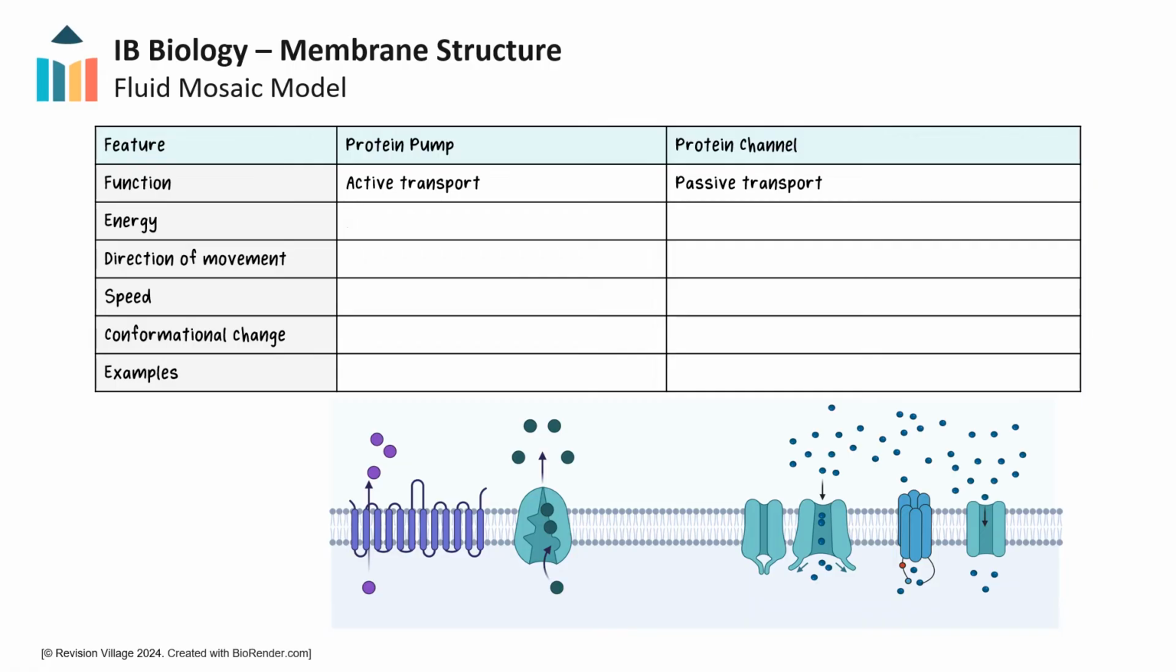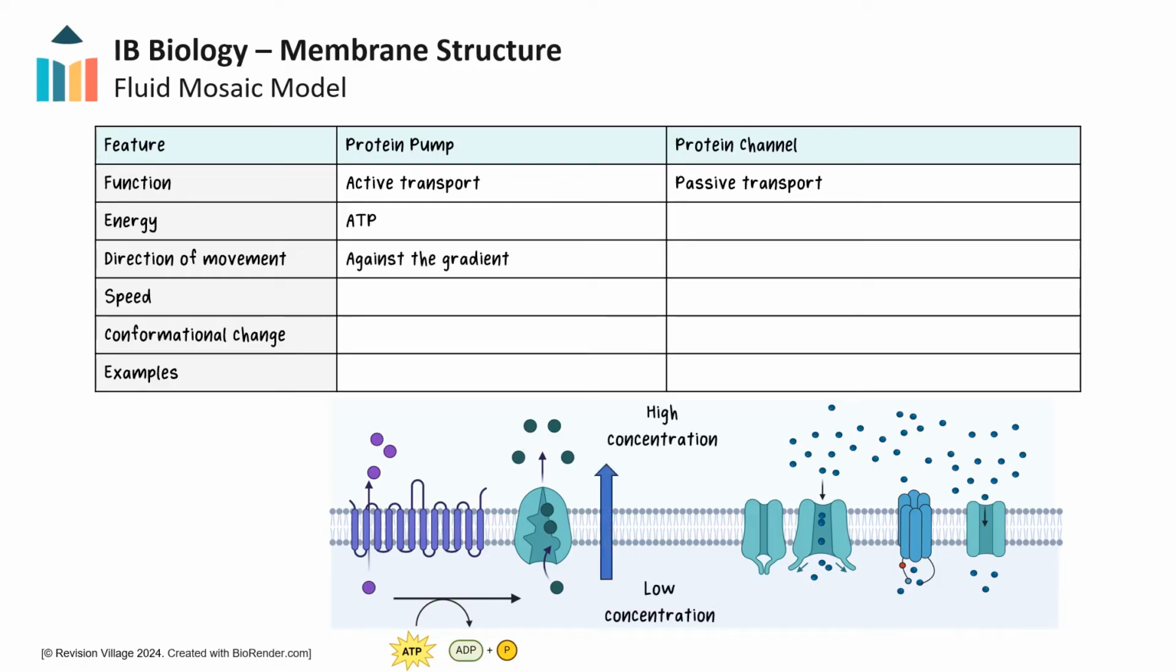When comparing the function of protein pumps and protein channels, we can see that protein pumps are used in active transport, while protein channels are used in passive transport. This means that the pump protein must consume ATP because the pump is moving its target substance against the concentration gradient from a low concentration to a high concentration. The protein channel, on the other hand, does not need to consume ATP, as it allows the molecules to passively move from high concentration to low concentration in the process of facilitated diffusion.